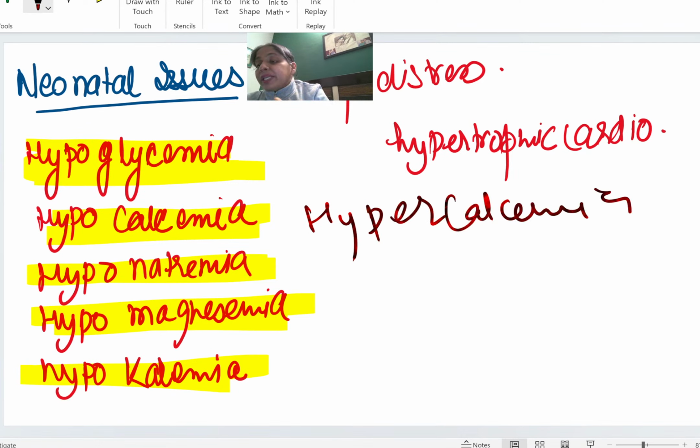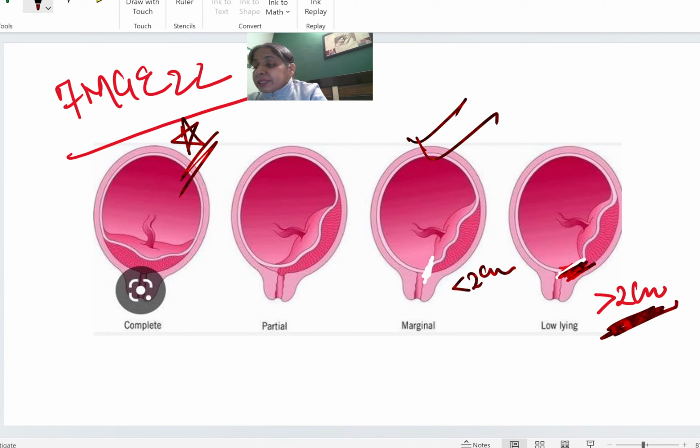Please remember, it is not hyperglycemia, not hypercalcemia, all hypo. Once the fetus has come out, the fetus is no longer under the influence of the mother's glucose. Now the fetus is detached from the mother, so now the fetus will have all hypo conditions. That's all in the diabetes mellitus in pregnancy.